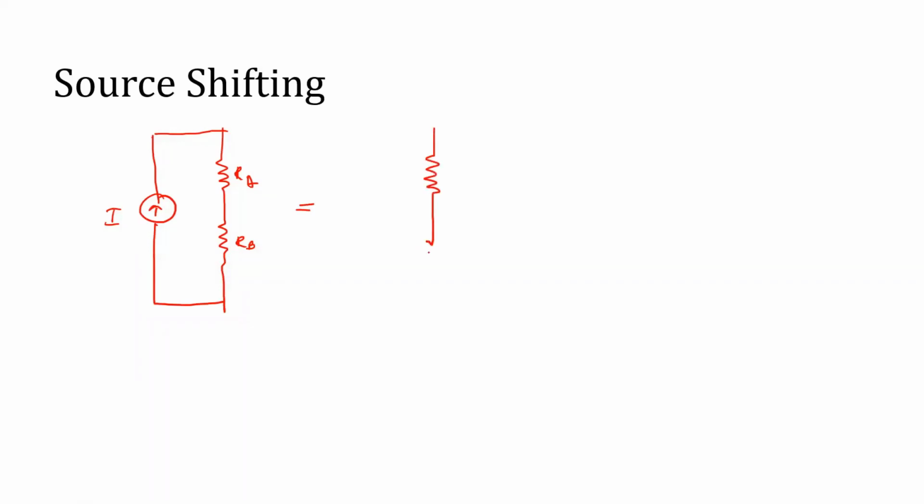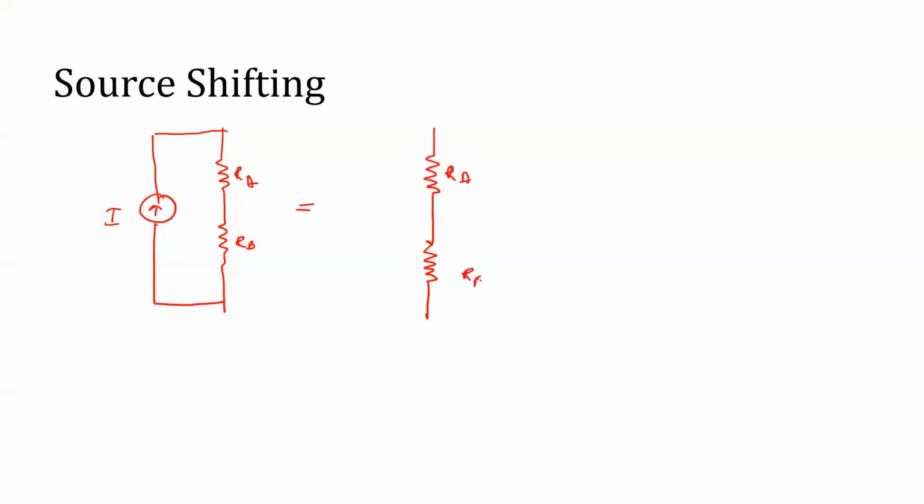I will write here. Consider two resistors, RA and RB. Across these two resistors, the current source I is connected here. Using the source shifting property, its equivalent circuit can be written in another form.